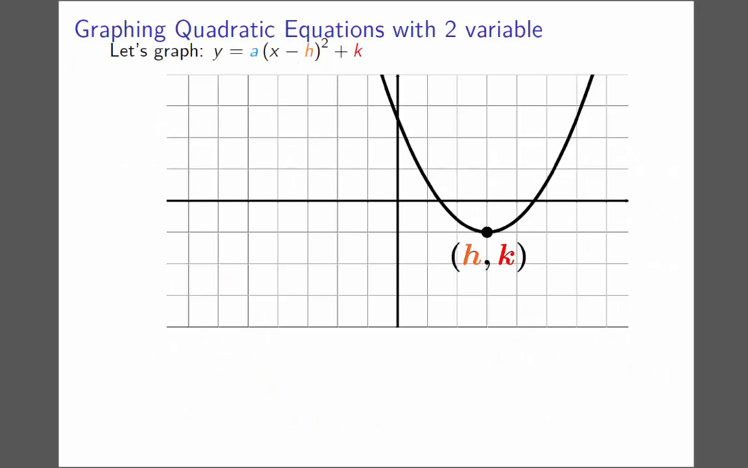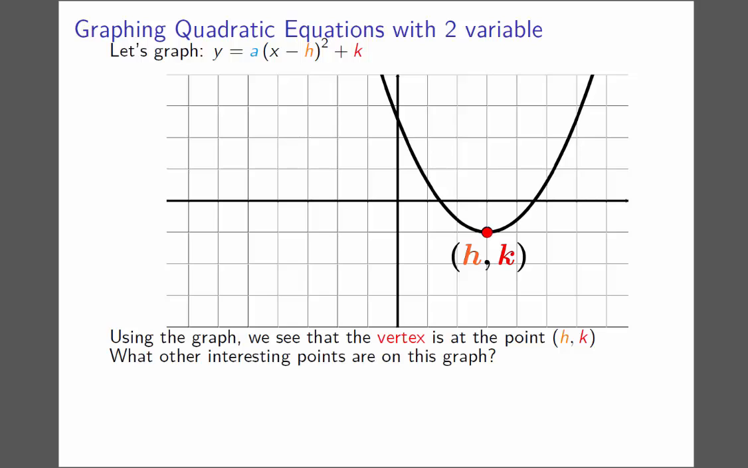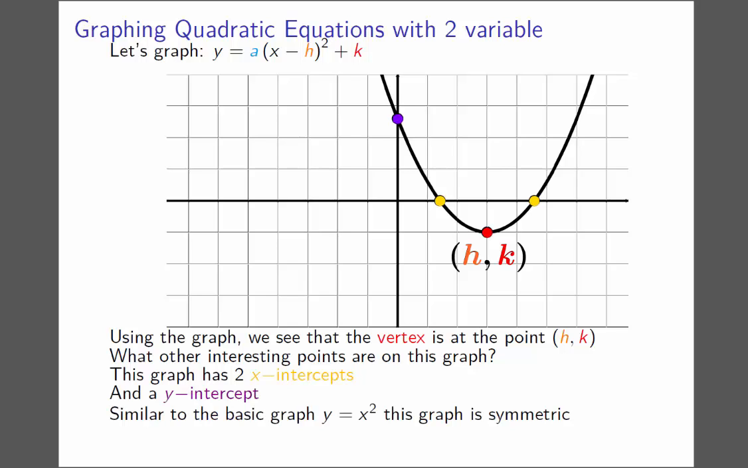Now that we found the graph for y equals a times x minus h squared plus k, let's explore it a little. Using this graph, we see that the vertex is the point h, k, where these are the same h and k from our equations. This graph has two x-intercepts and a y-intercept. And similar to the basic graph y equals x squared, this graph is symmetric.